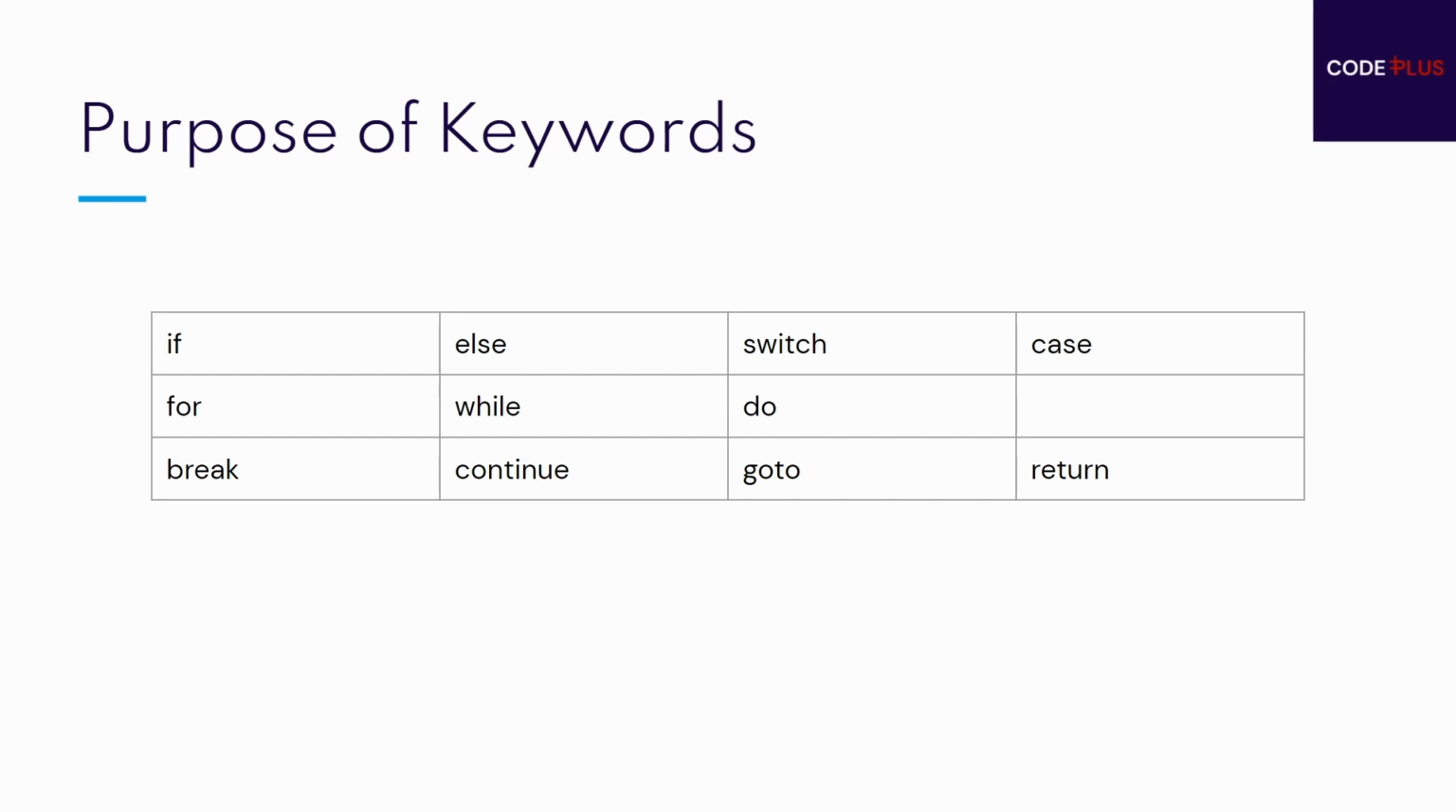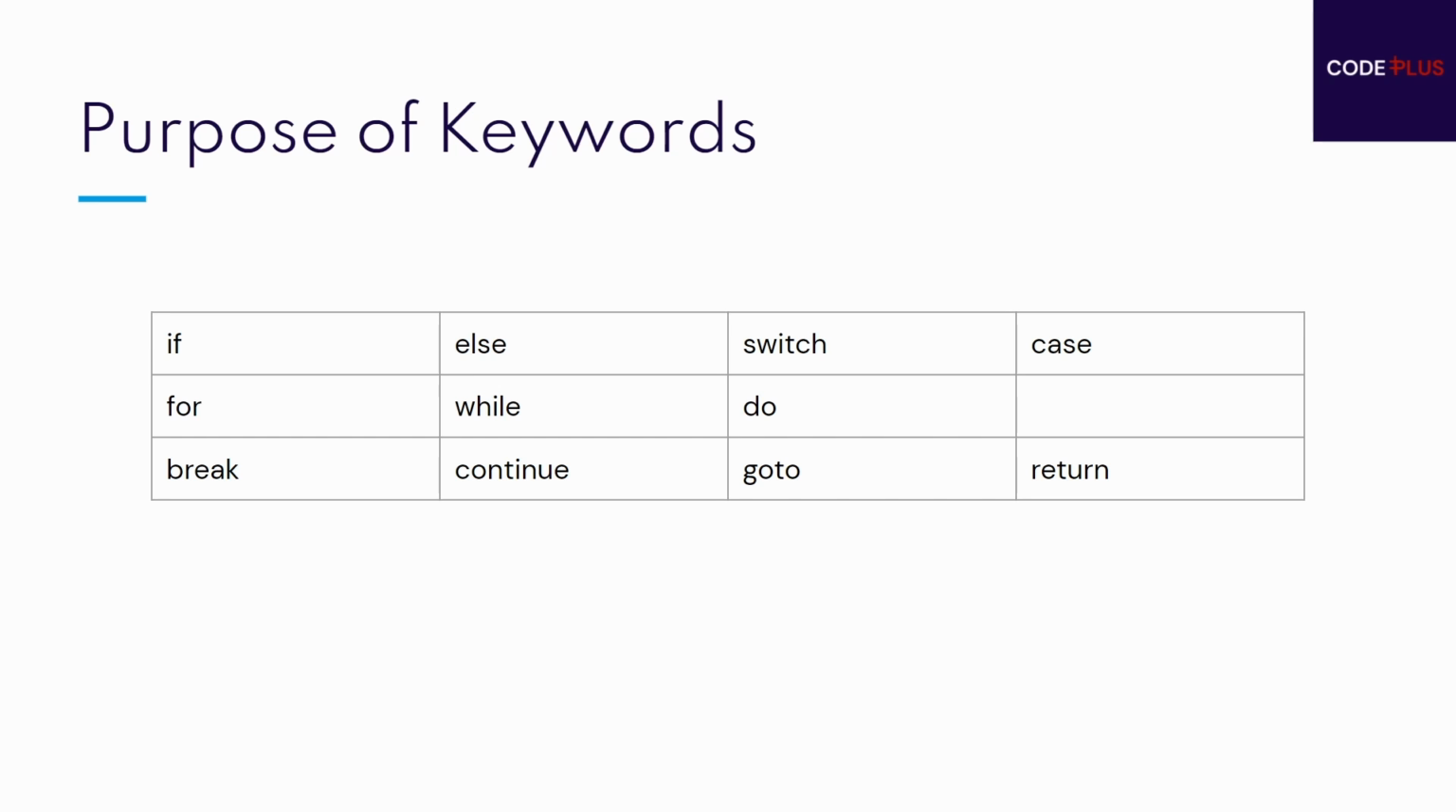If, else, switch, case are conditional keywords. They are used when we wanna check whether a condition is true or false. Based on the result, we go further with the statements inside them.